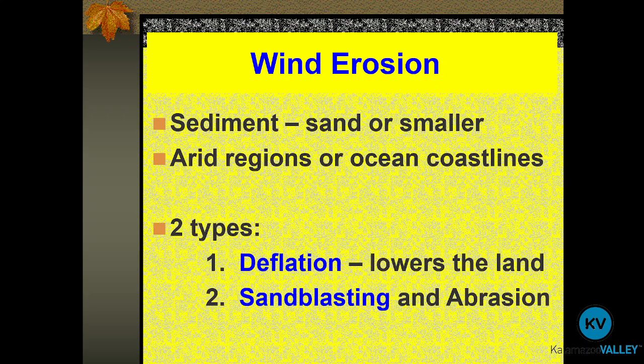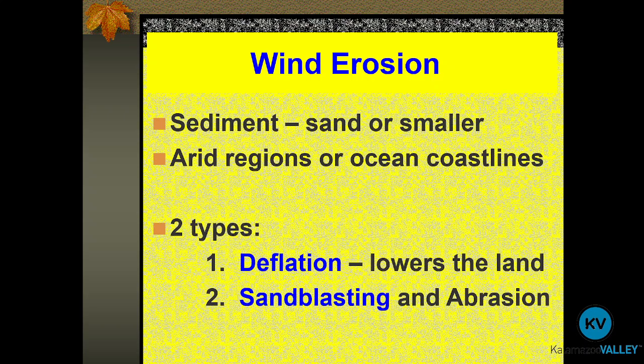So though it's a small area relatively, maybe not more than 200 to 300 feet inland from a coastline, we can still get similar wind erosion in ocean coastlines or even some of the Great Lakes coastlines as we do in actual arid regions such as deserts out west. Within this, there are two main types of wind erosion. Number one is deflation. This deflates or lowers the land. So it's mainly just cutting away and moving sediment from one spot to another.